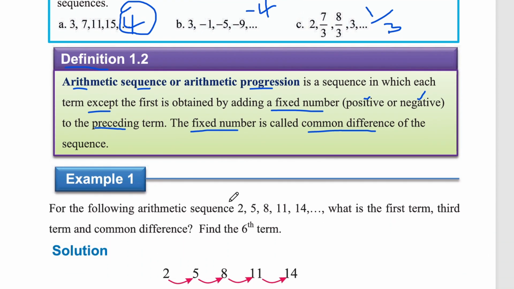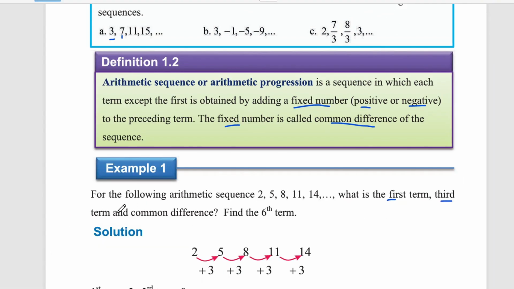So for example, let's see this example. For the following arithmetic sequence 2, 5, 8, 11, 14, what is the first term, third term, and common difference? And find the sixth term.